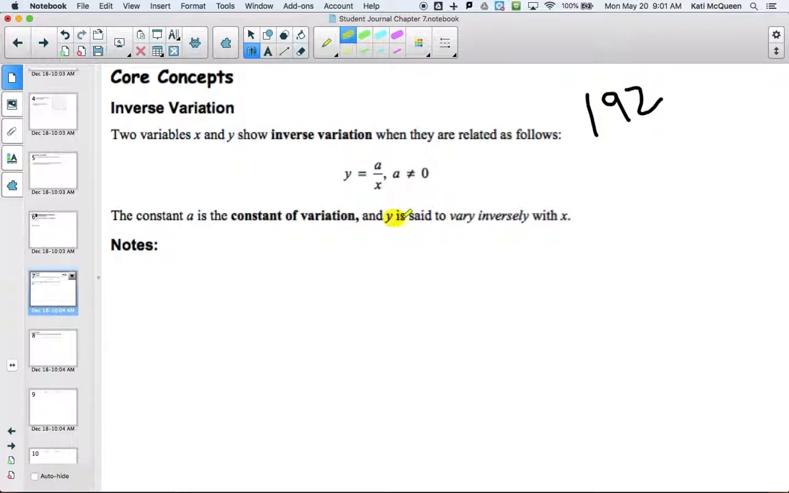So y is said to vary inversely with x. So when that happens, this is our equation that we get. So y equals a divided by x. So a is just some constant number. It can be anything but 0. Okay, so the most important thing to note here is that we are dividing by x, or dividing by our variable.